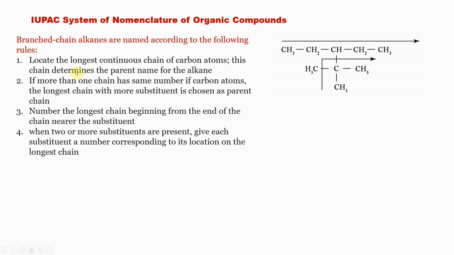First, you want the longest continuous chain of atoms. That is important: the longest chain should have the most carbons. And within the longest chain, if you have two different options, you want the one with branches.